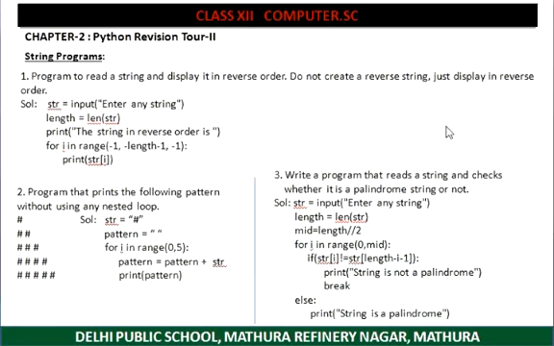So for this, first read a string, and find out the length with the help of the len function. Now take out the mid with the help of the floor operator. Now the for loop will move from 0 to mid minus 1. Then the main statement is if str I not equal to str length minus I minus 1. It means str 0 not equal to str length minus 1, then print string is not a palindrome.